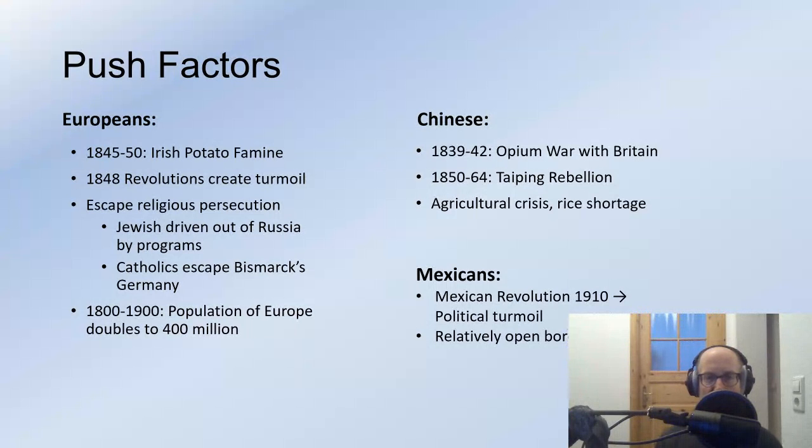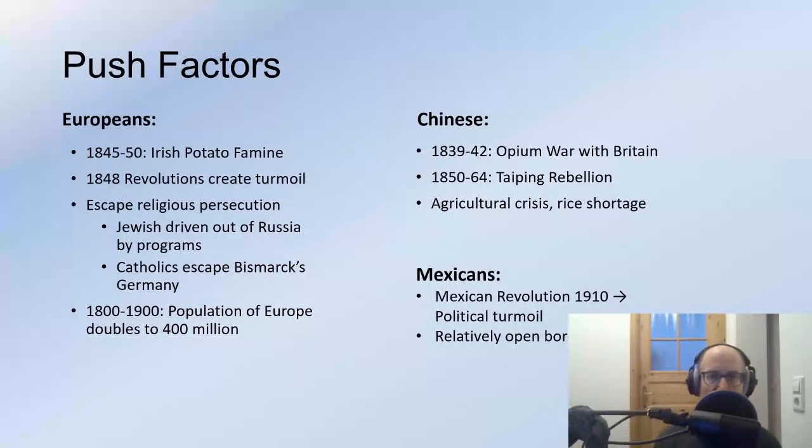So we have starvation in Ireland, we have political unrest, and we have religious persecution in Europe of Jews and of Catholics. Yeah, the Jews were driven out of Russia by the pogroms, and Bismarck made it part of his policy to persecute Catholics and to persecute socialists. I should say, not just religious persecution, but ideological persecution. I'm not quite sure how I left that off of the PowerPoint, because ideological persecution was, I'm going to say, as powerful as religious persecution during this era.